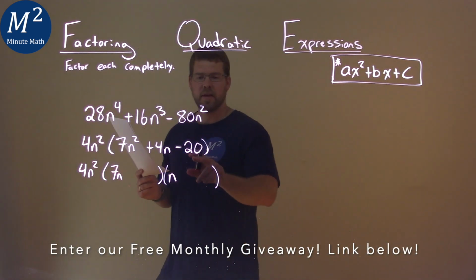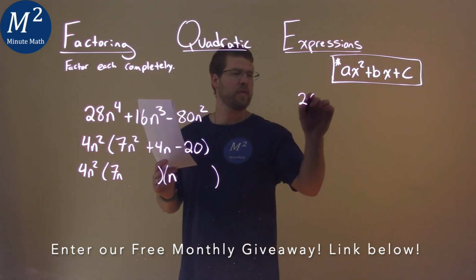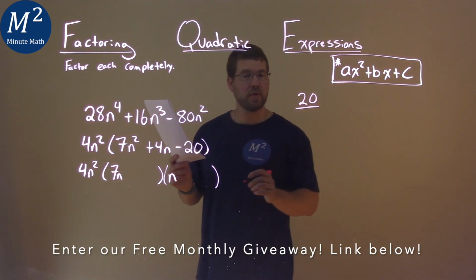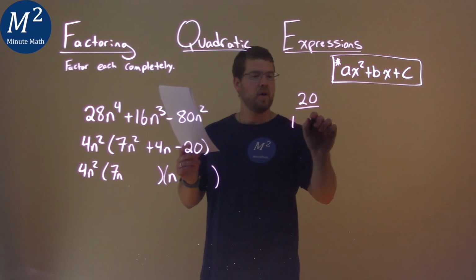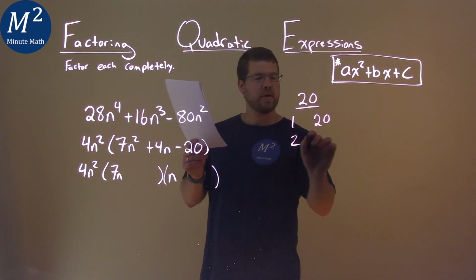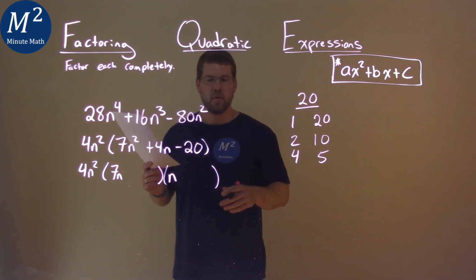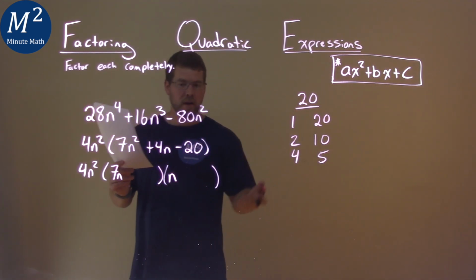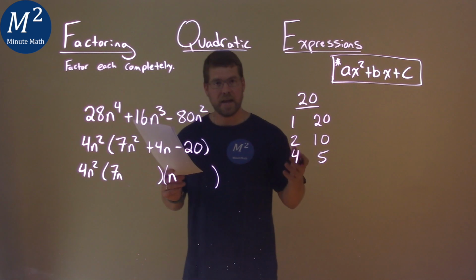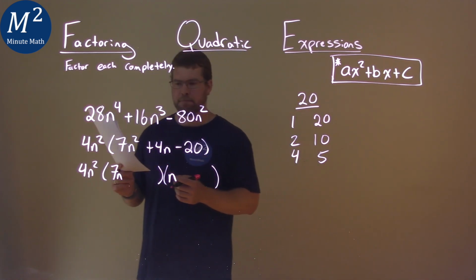So now I have to look at the negative 20. Then I write a positive 20 and write the list of the two numbers that multiply to be 20. 1 and 20, 2 and 10, and 4 and 5. Now, since it's a negative 20, one of these numbers will have to be negative. Let's keep that in mind, don't forget it.